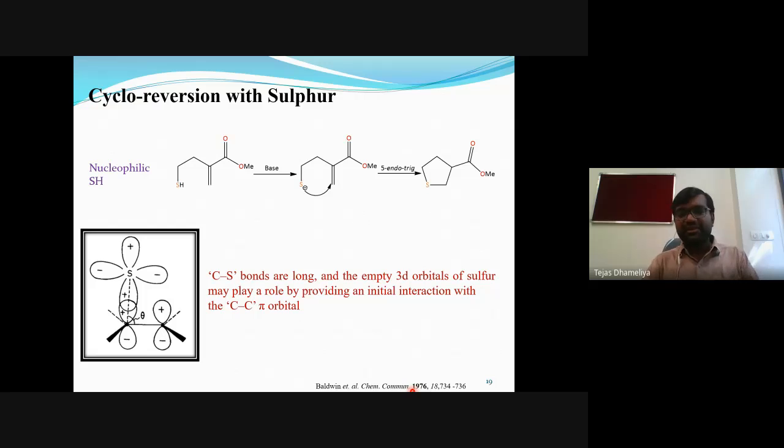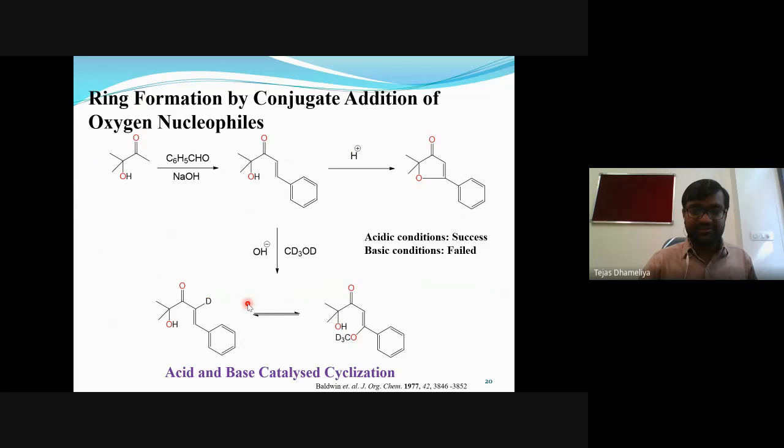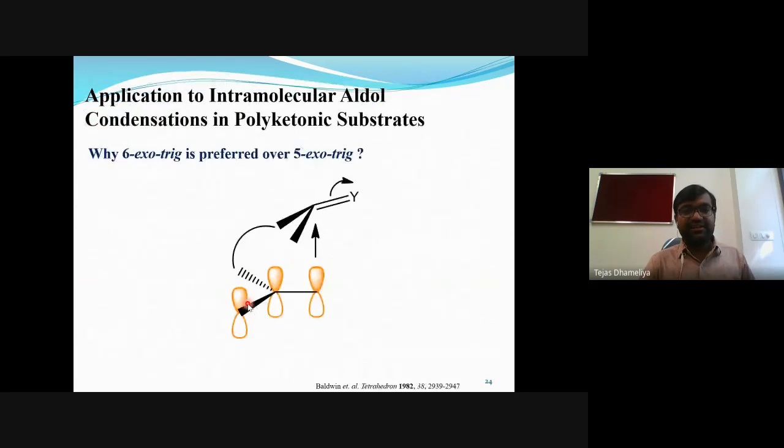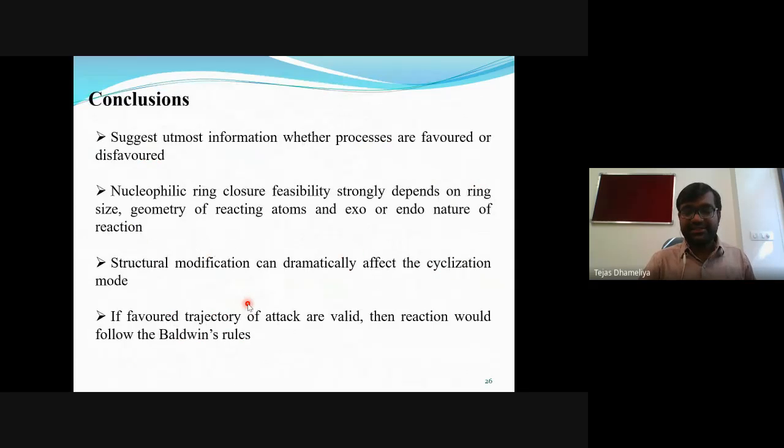Another way it can also be explained: the 3d orbitals of sulfur are there, which are empty. That also plays a role by interacting with the pi star orbital of this one. It is said that sulfur has vacant 3d orbitals, which are completely empty. They can also interact with the pi star orbital of the carbon-carbon double bond. Okay, so these are the things which are there, and so many conceptualized things are there.